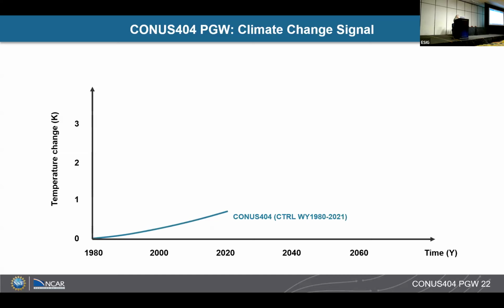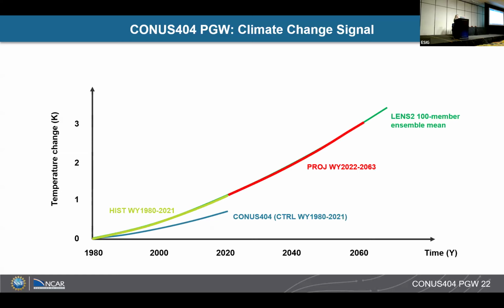We saw some temperature rise between 1980 and 2020. Then we compare to the LENS 100-member ensemble that runs out to 2065. We see that it, again, was a little hot on temperature. So we take that out into the historic, out to 2020, versus the projected beyond that.